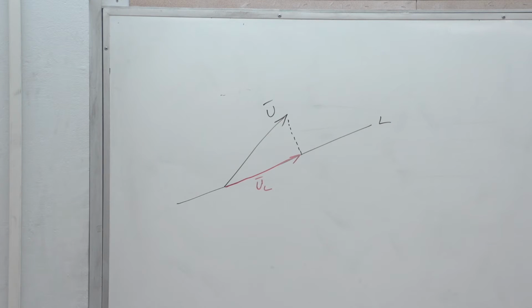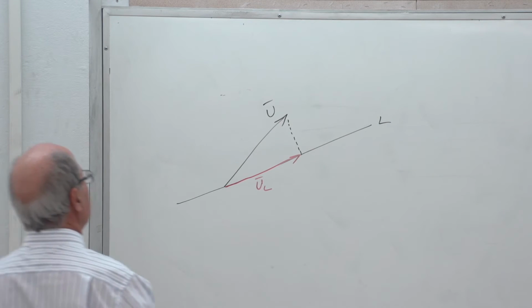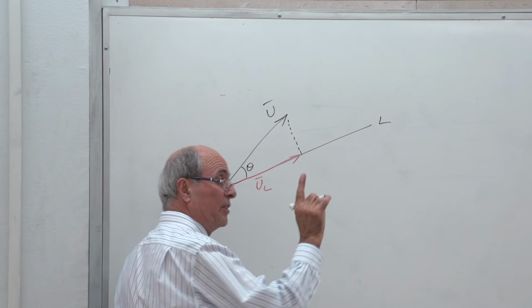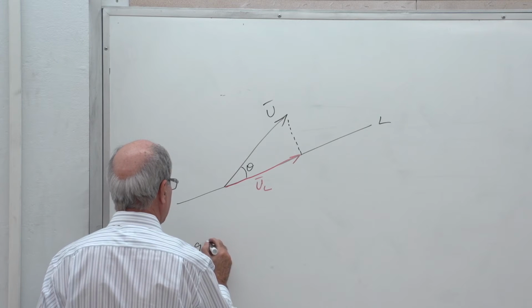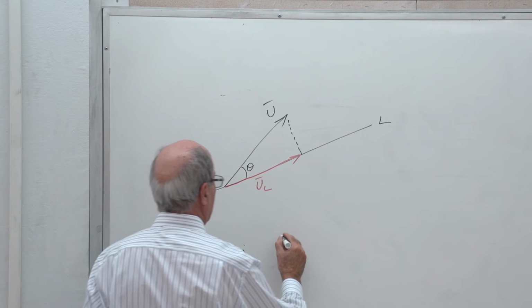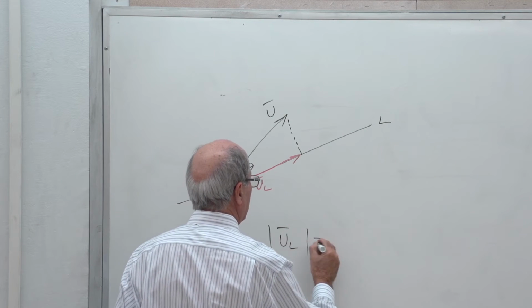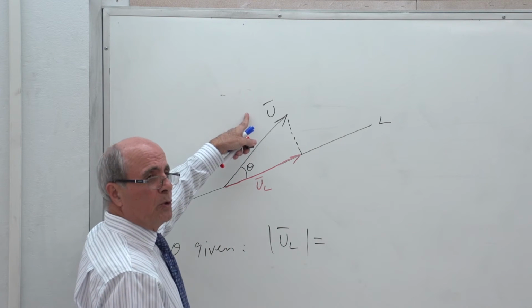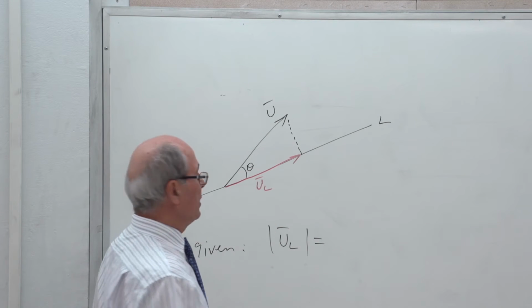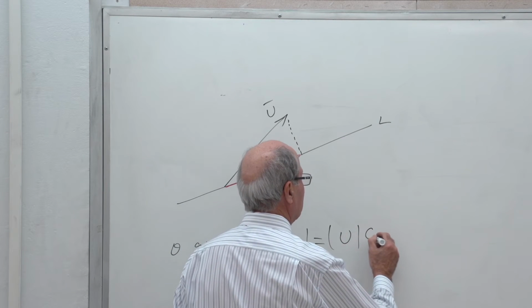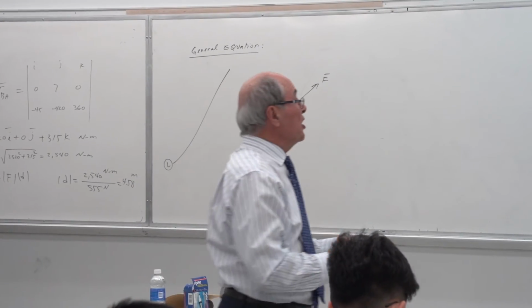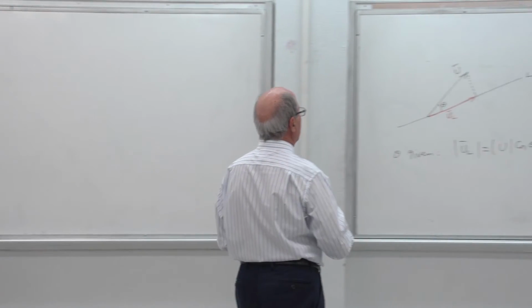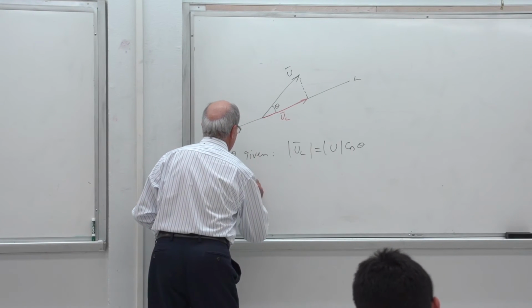But everybody knows the answer. If you have this angle theta, if theta is given, listen, write it down, this is what you do. The magnitude of UL is equal to what? Equal to U times cosine of theta. We have that in lecture 1, and not even in this class. You have it in all the math classes. Correct? Now, if theta is not given, what should I do?